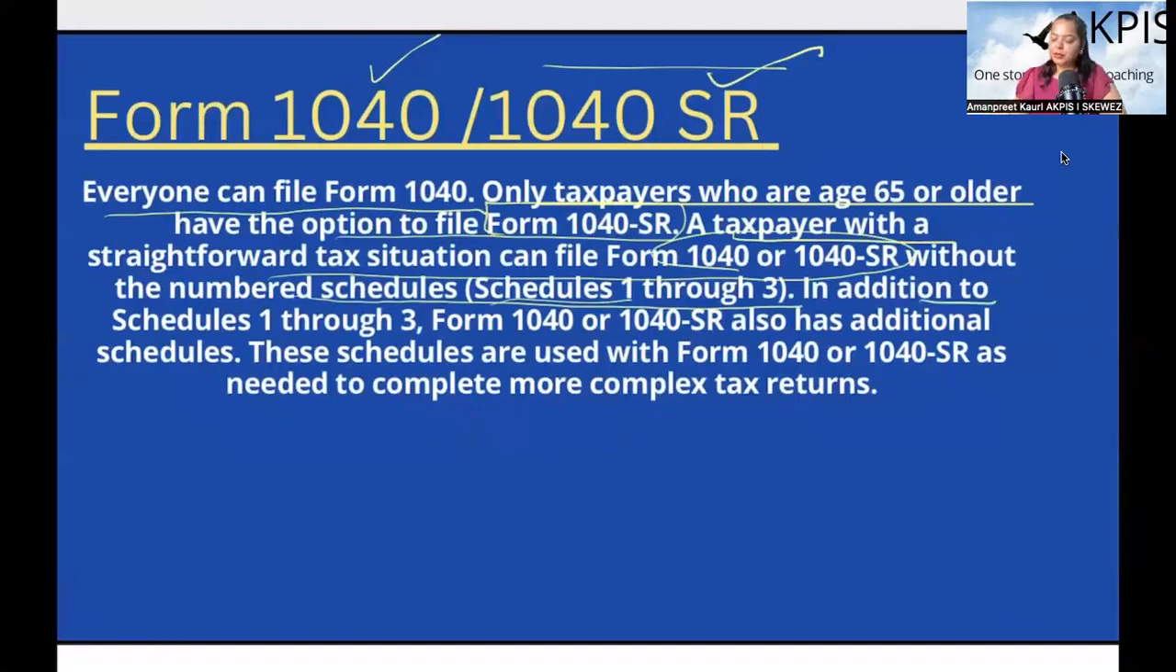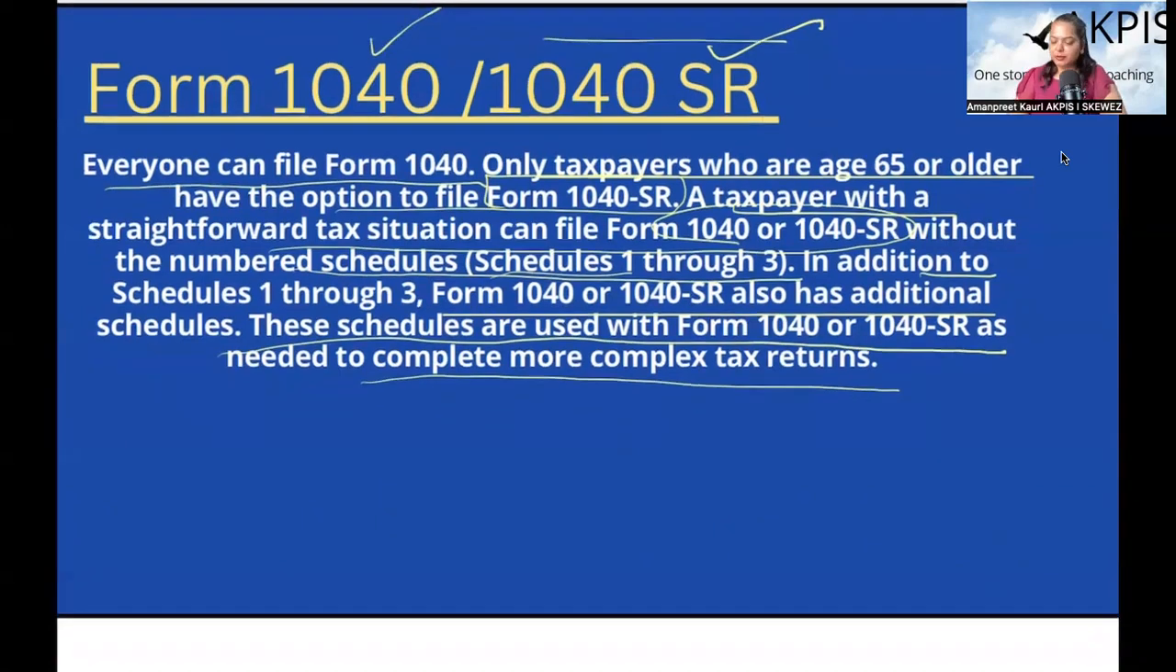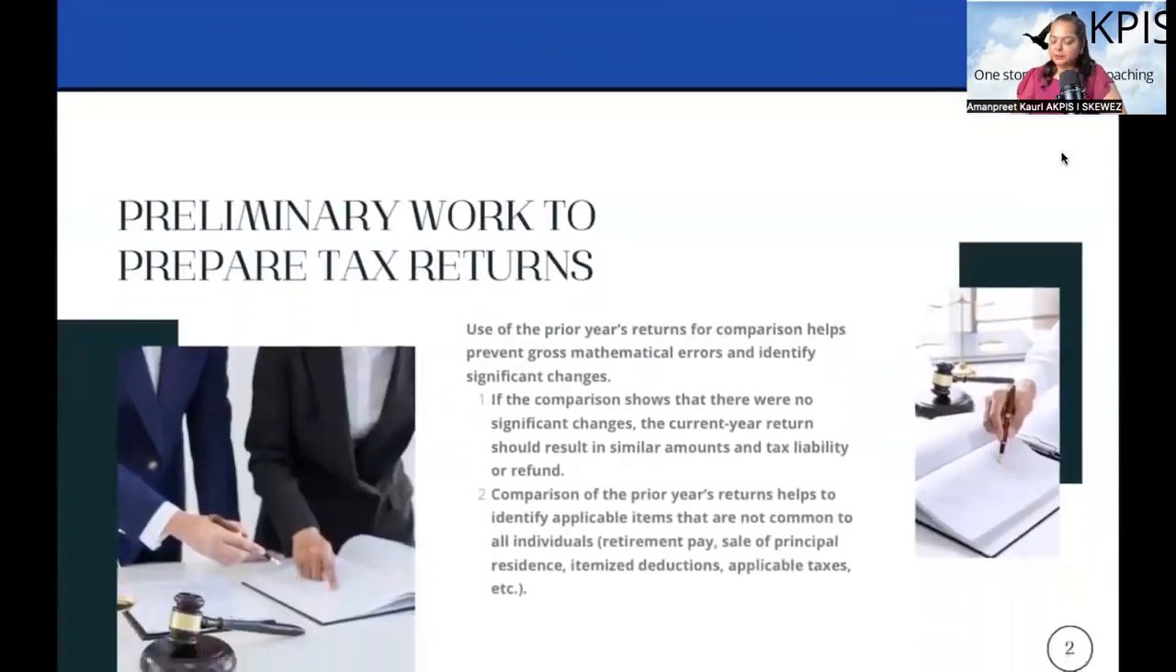But in addition to Schedules 1 to 3, Form 1040 or 1040-SR for senior citizens also have additional schedules. These schedules are used with these forms, whether 1040 for an individual or 1040-SR for an individual senior citizen. They need to be completed, as needed, to complete more complex tax returns. So that means without the numbered Schedules 1 to 3, you are supposed to fill certain schedules which are attached with the forms to complete your return.